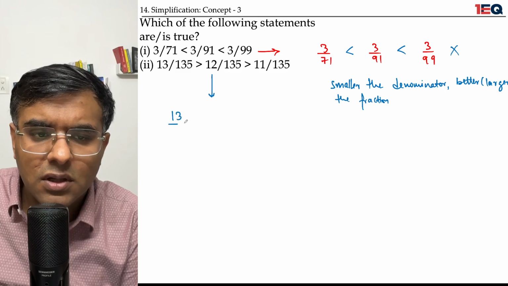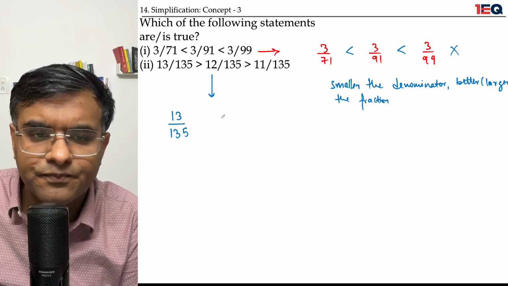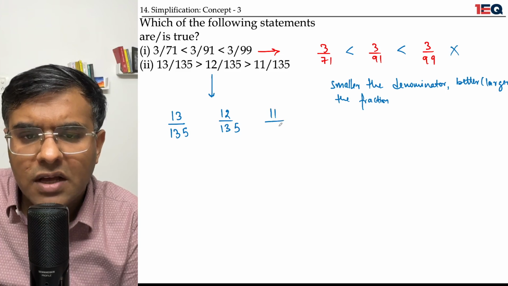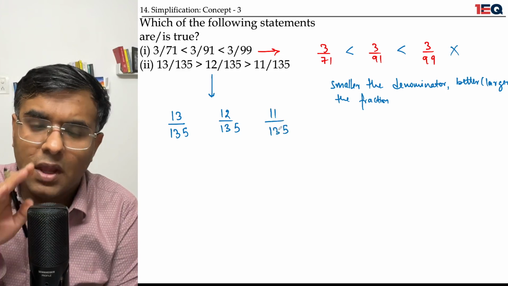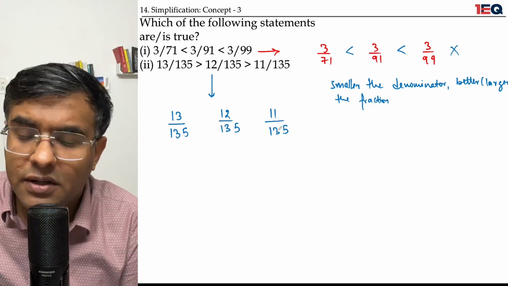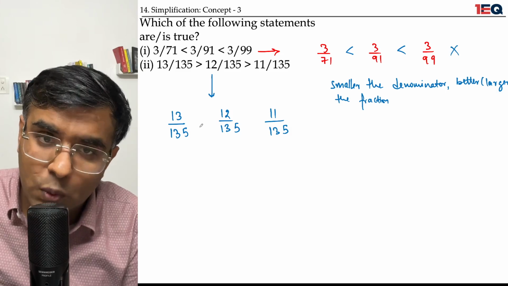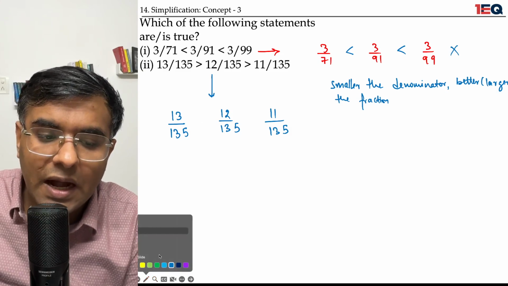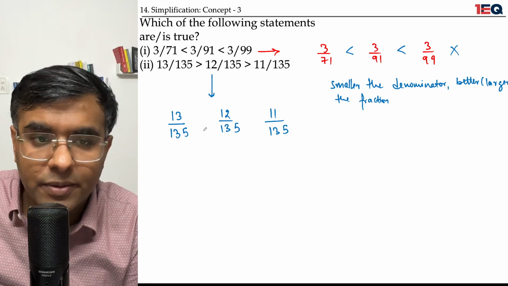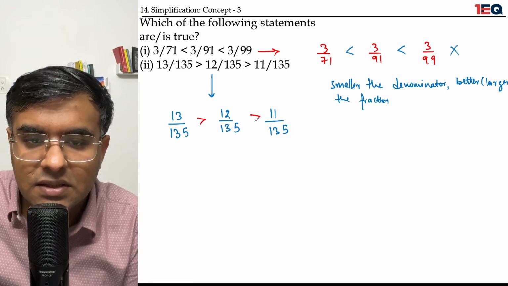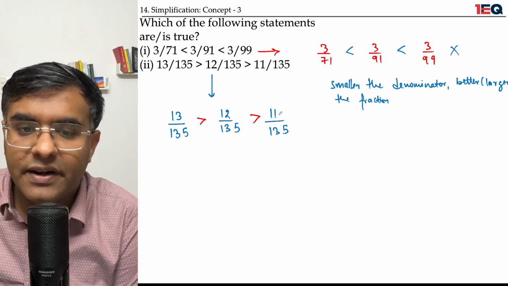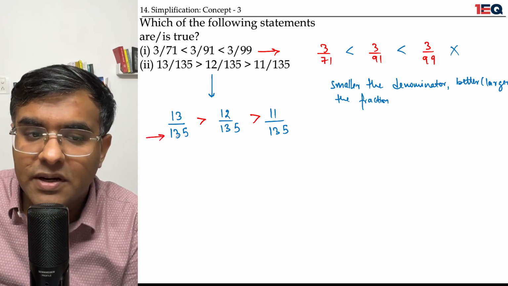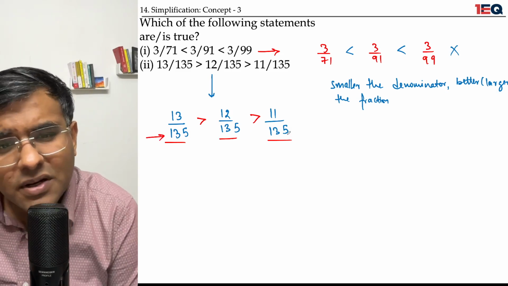Coming down to this, 13 upon 135 compared to 12 upon 135, 11 upon 135. Now I have three denominators which are equal, and the relation between the numerators is that 12 is greater than 11 and 13 is greater than 12. Once we have the same denominators in all of them, we are only supposed to compare the numerators.